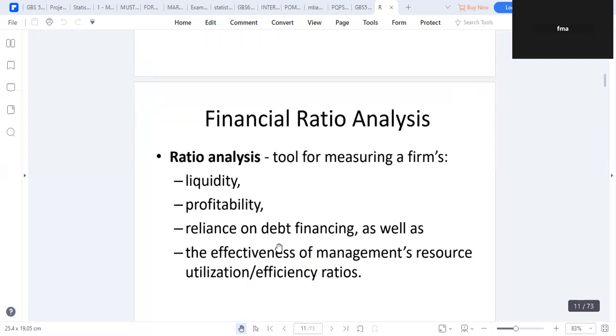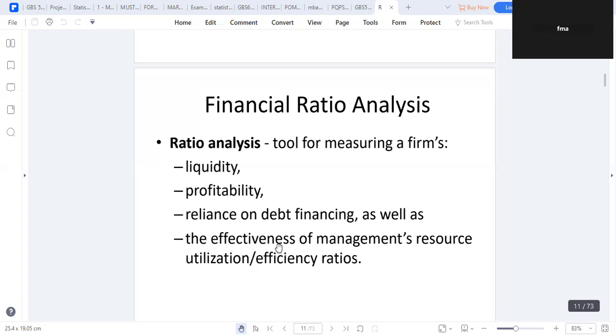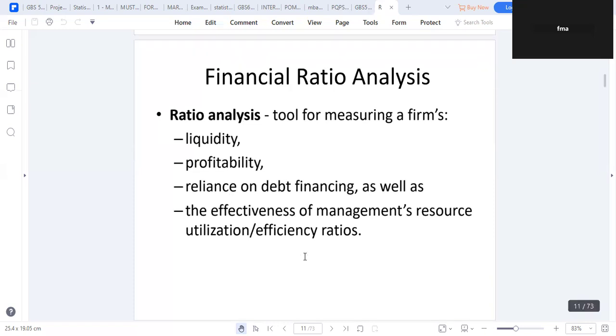Now, financial ratio analysis is the most basic tool that we use when measuring a firm's liquidity and profitability. Ratio analysis, the ratio is simply one value compared to the other. Under ratio analysis, we use this tool for measuring the liquidity, profitability, the reliance on debt, and the effectiveness of the use of management resources. So this makes what we call the liquidity ratios. This is what makes what we call the profitability ratios. This is what looks at the solvency ratios and efficiency ratios. So all these have a role.